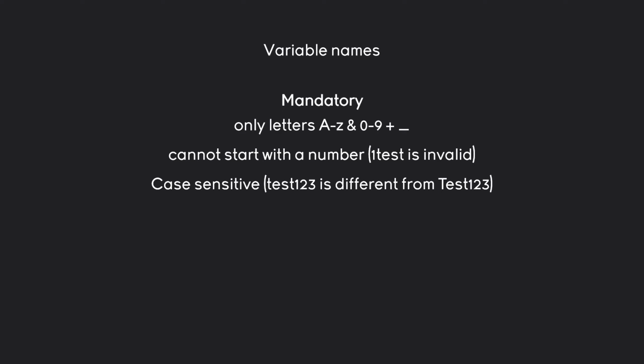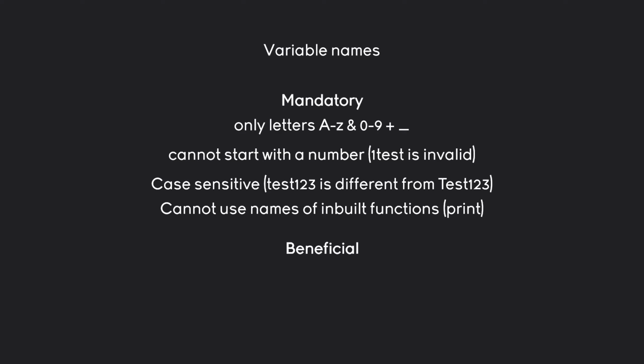After that, variable names are case sensitive. So test123 would be different from Test123 because the first one has a lowercase t, while the second one has an uppercase T. As far as Python is concerned, those are two entirely separate variables. Finally, the last limitation is that we cannot use the names of inbuilt functions. So for example, print couldn't be a variable name. That would be really confusing.